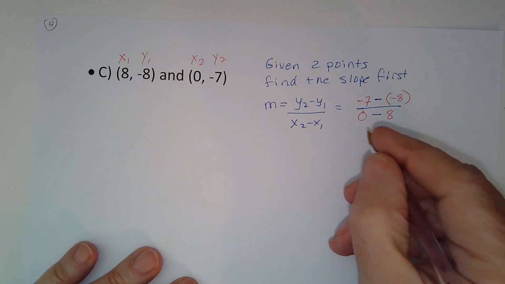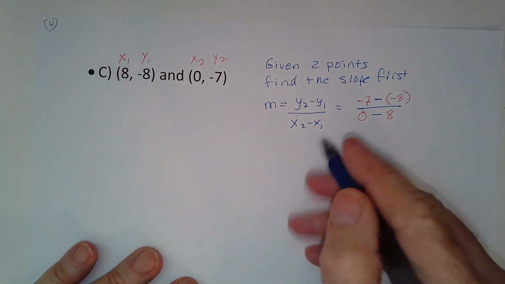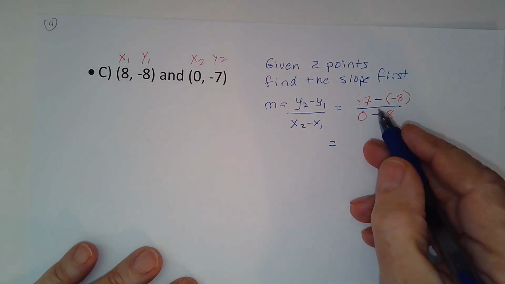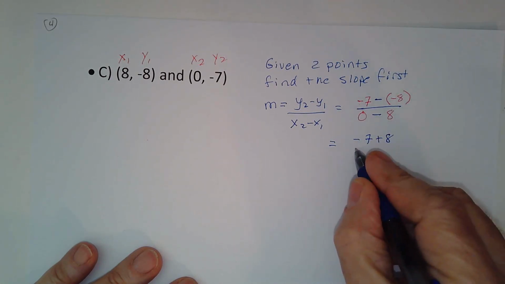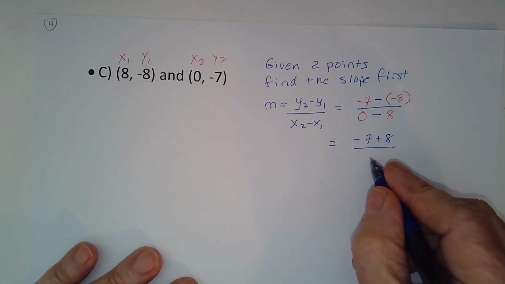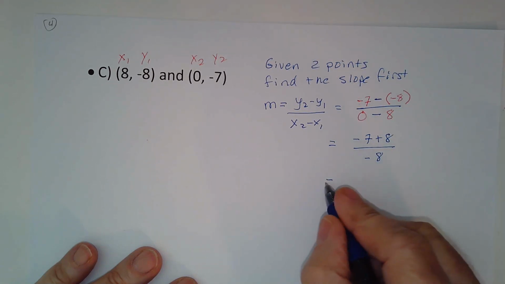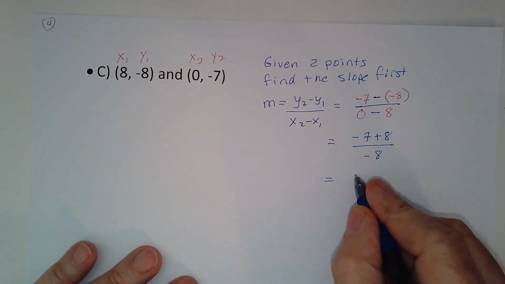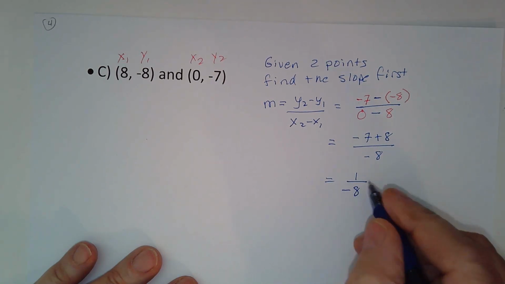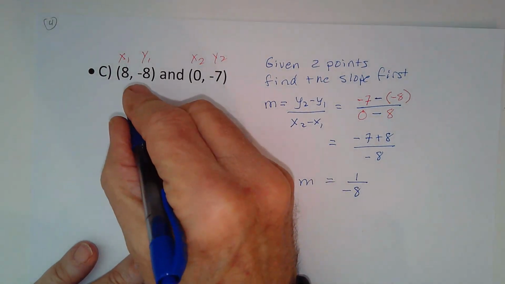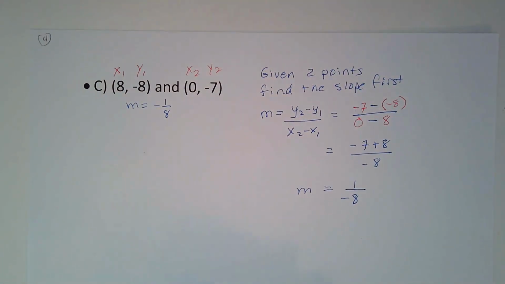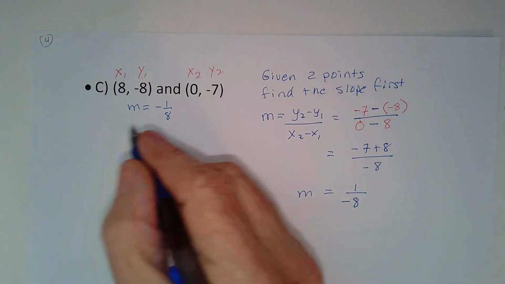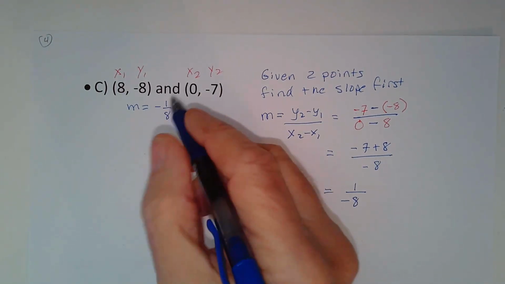All right, so let's simplify this. So that equals, let's see, -7 plus 8 over -8. And so that equals, this becomes +1 on the top, and on the bottom it becomes -8. So the slope is -1 over 8. All right. So now I'm going to go ahead and write my point slope formula again because I now have the slope and I have the points.